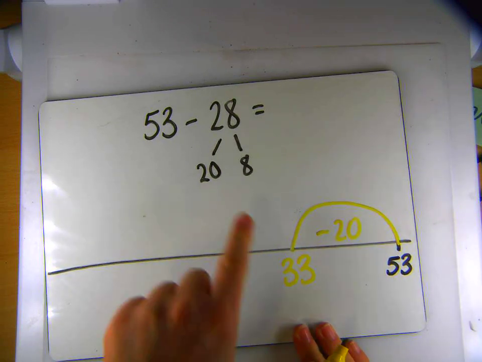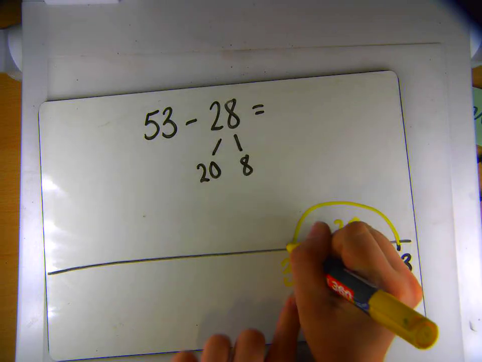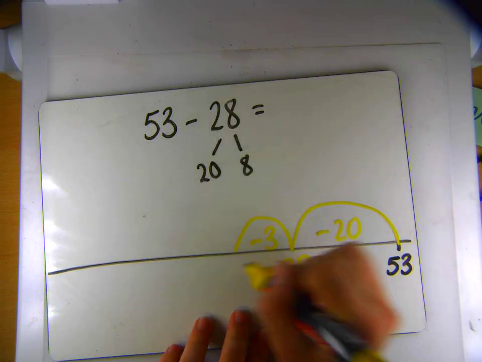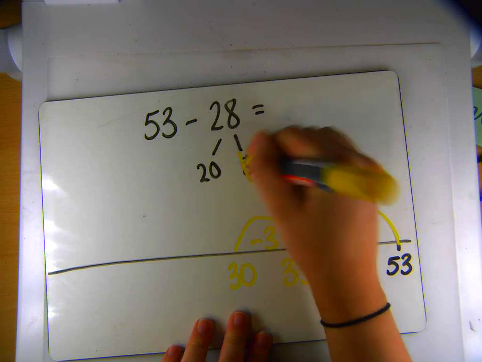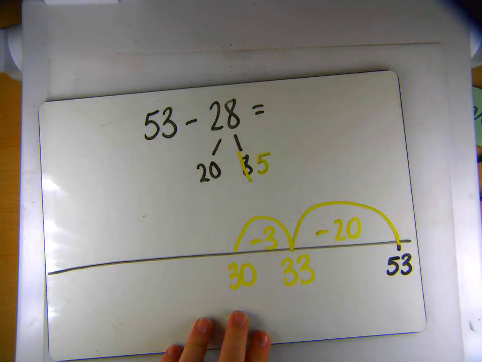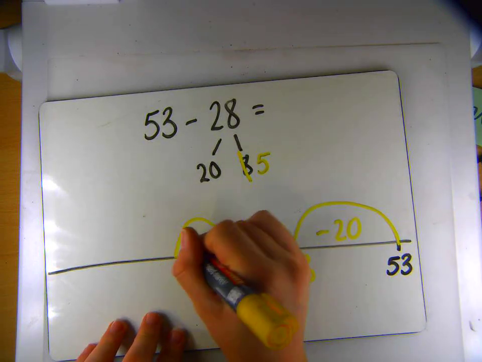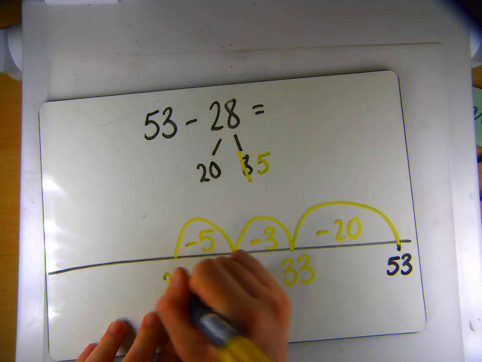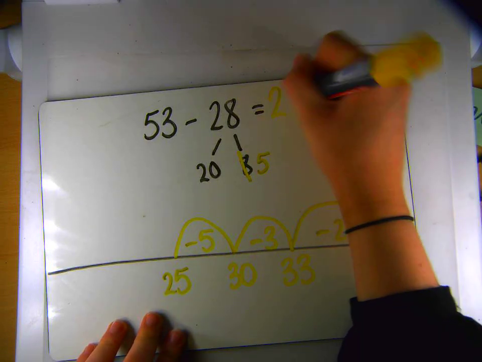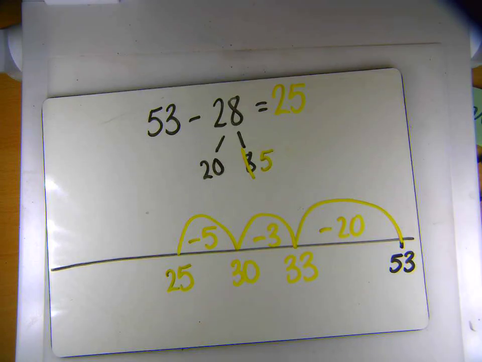So I'm going to take away 3 first, because that will bring me back to 30, which leaves 5 to take away. And then I'm going to take away my other 5, which brings me to 25. Okay. So you could do it the other way if you prefer that, but this is working out your empty number lines.